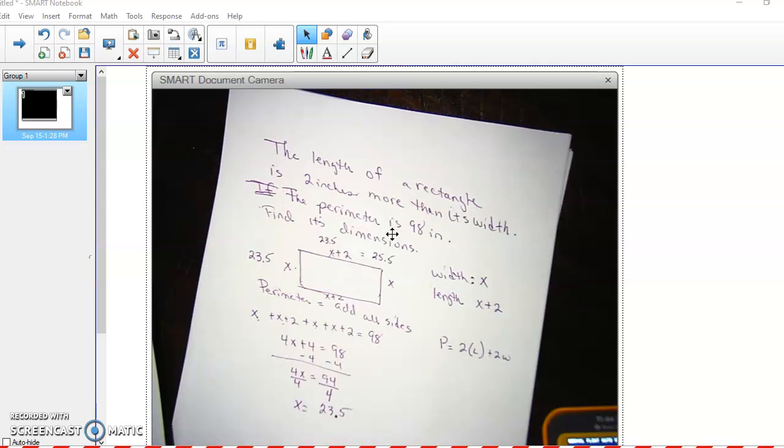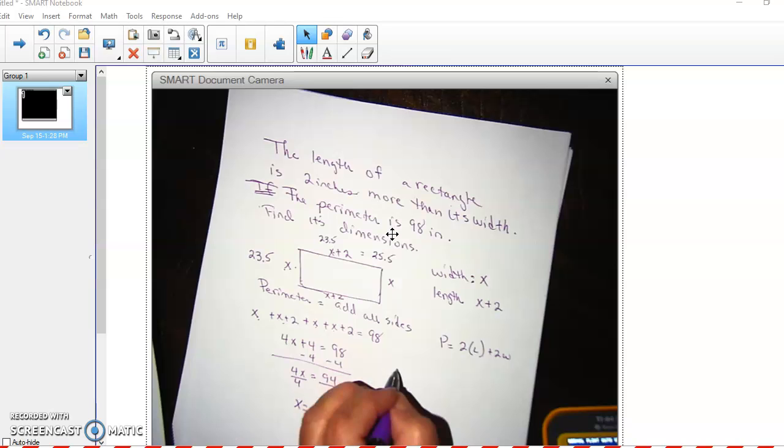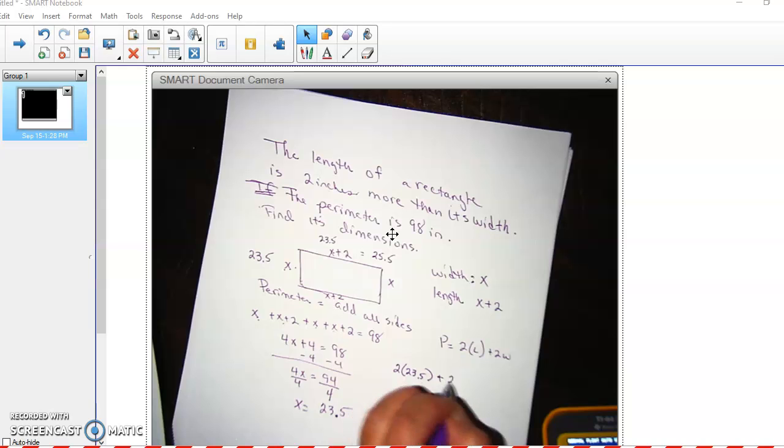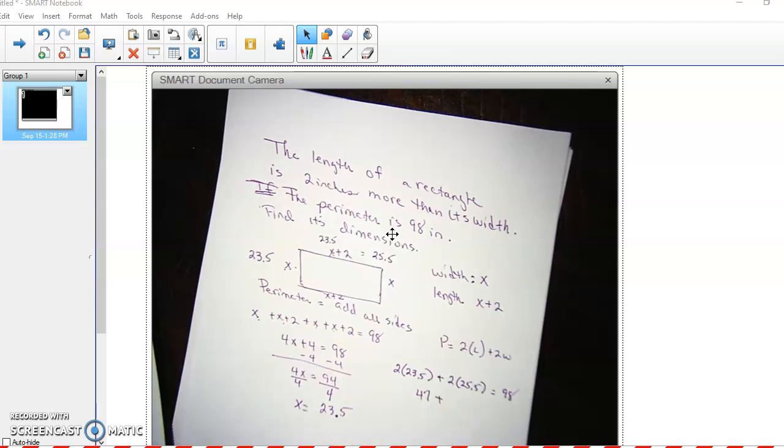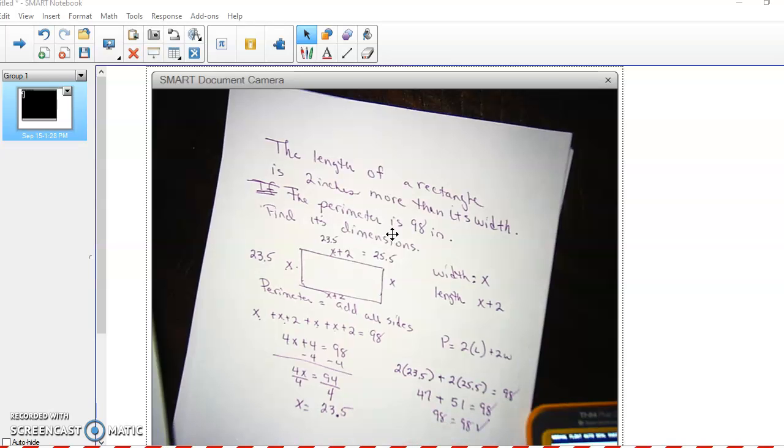So remember, we've got to be able to add them all up. So we have 2 that are 23.5 plus 2 that are 25.5, and it's supposed to equal 98. Numbers aren't pretty, but we can still do it. This one's 47 plus 51 is supposed to equal 98. 98 equals 98. That one checks out. Okay, that's it.